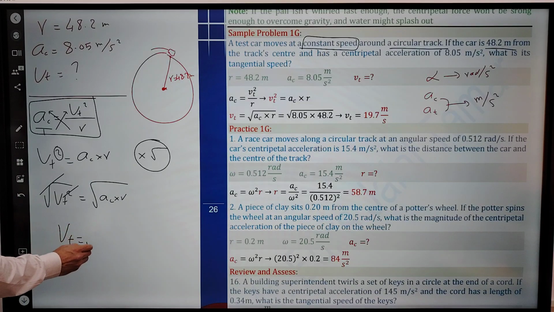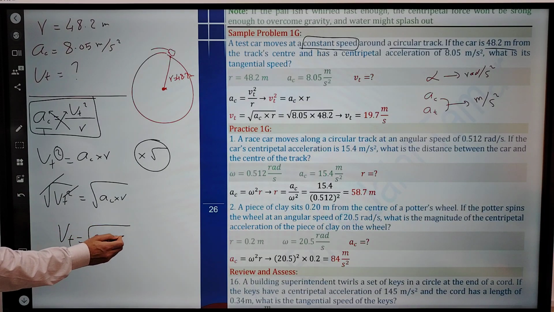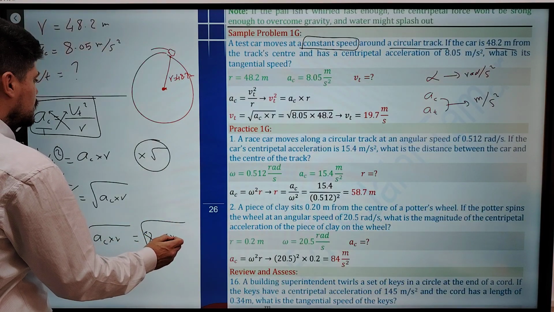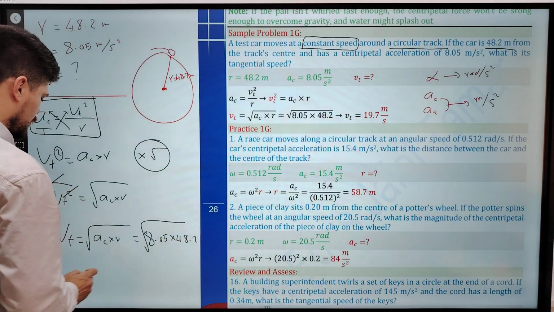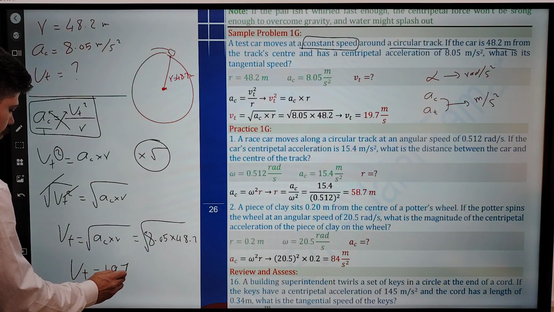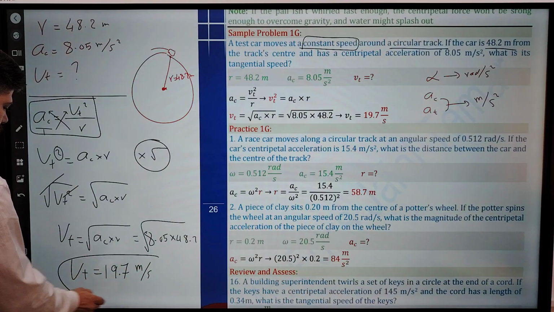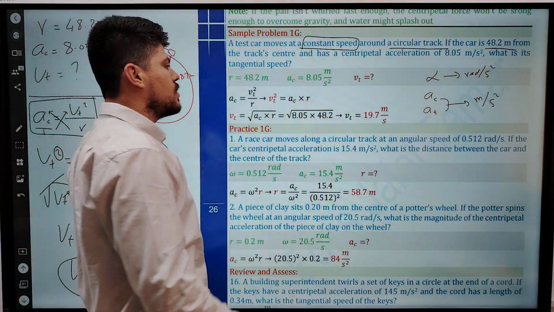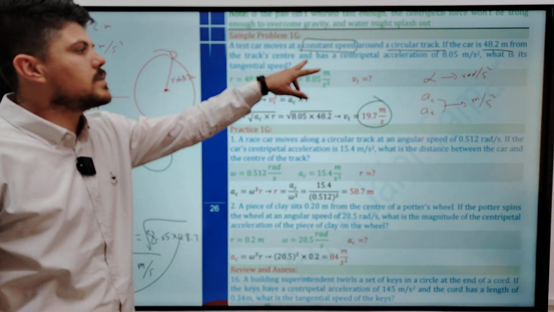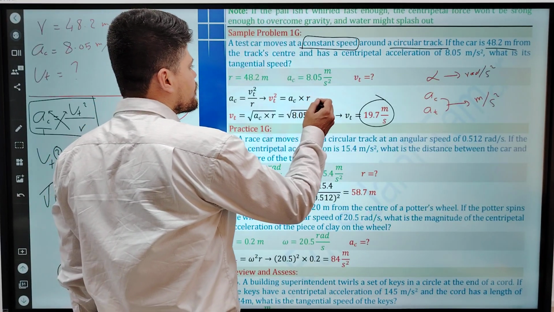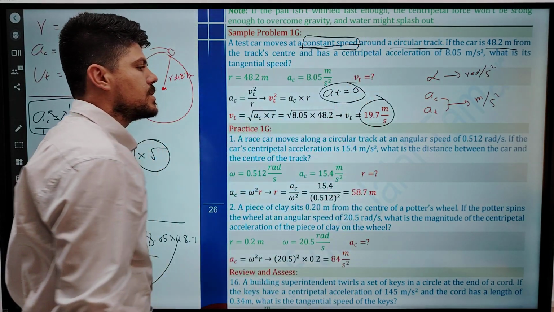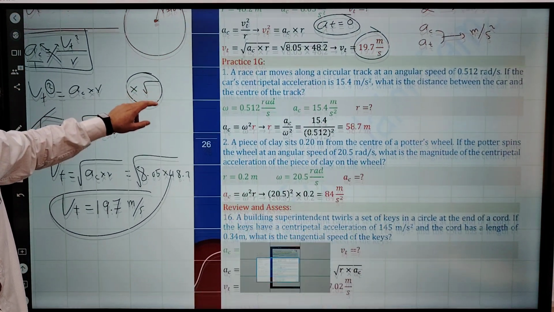What remains? Vt is equal to the square root of AC times R, which is equal to the square root of 805 times 48.2. Vt is equal to 19.7 meter per second. What is this? This is the tangential speed of this car when it is moving in a circular path. So, do we have tangential acceleration in this question? No. Tangential acceleration is equal to 0. Why? Constant speed. Because at constant speed, AT is 0.